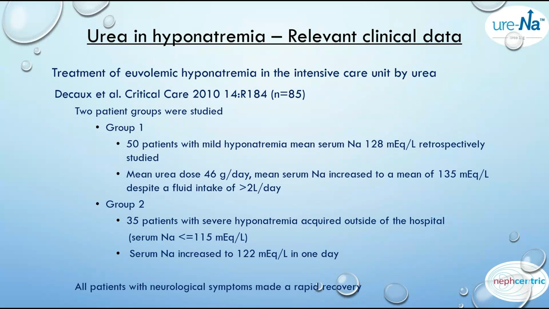More studies, as you see in this slide, suggest that the use of urea is associated with both efficacy and safety, such as in group 1, in 50 patients with mild hyponatremia with a mean serum sodium of 128 mEq, the mean urea dose was 46 grams per day, and mean serum sodium increased to 135 mEq per liter, despite a fluid intake of more than 2 liters per day. Again, suggesting that there isn't any reason to restrict fluid intake if you're giving urea for hyponatremia.